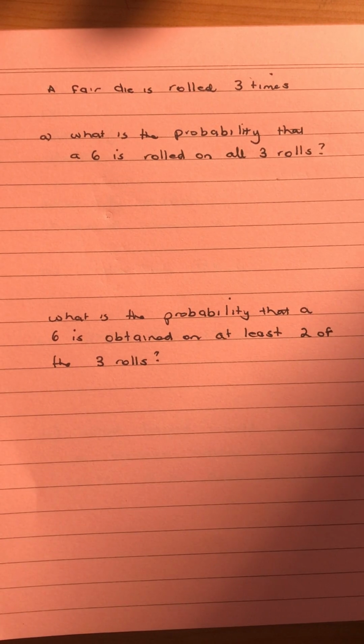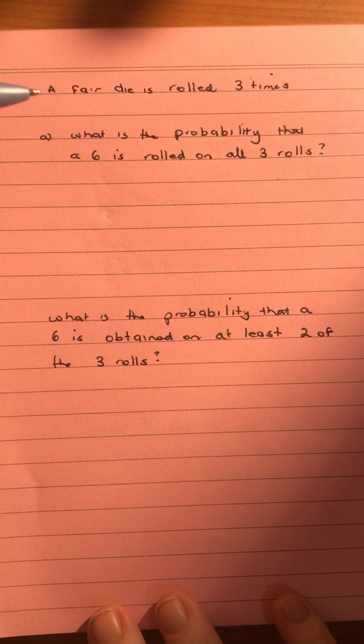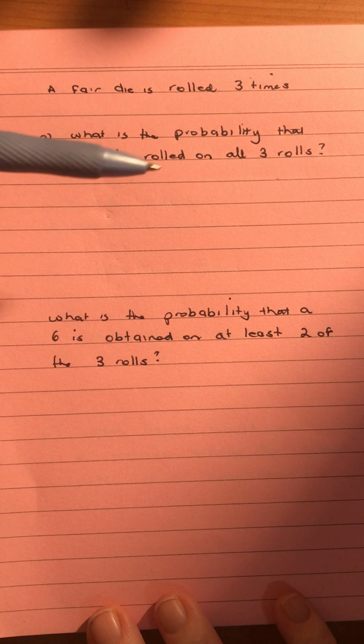Okay, in this video I wanted to have a look at how to use your calculator for some binomial distribution type questions. So in this case we have a fair die is rolled 3 times. What is the probability that 6 is rolled on all 3 rolls?